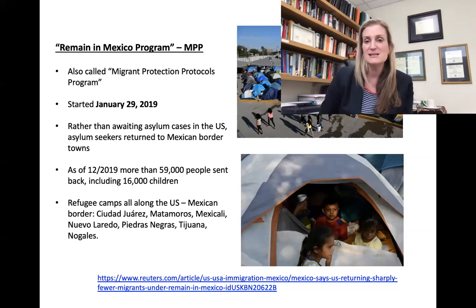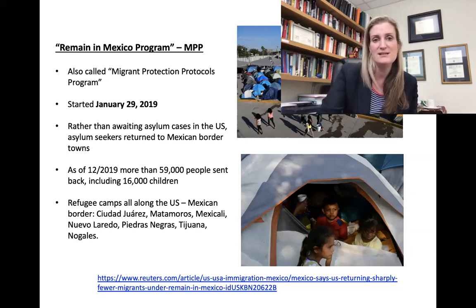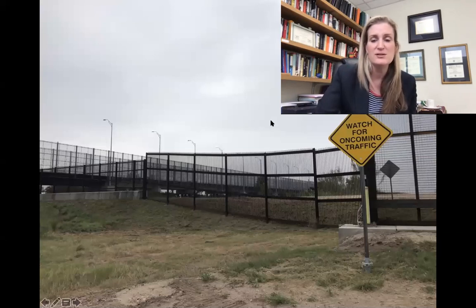There are some 60,000 people living in these MPP refugee camps, as Alex was saying, in Juarez, Matamoros, Mexicali, Nuevo Laredo, Piedras Negras, Tijuana, and Nogales. And I visited one of these camps along the border and took this picture touring the border infrastructure that's being built in Brownsville. It's really something fascinating. We are watching history unfold.